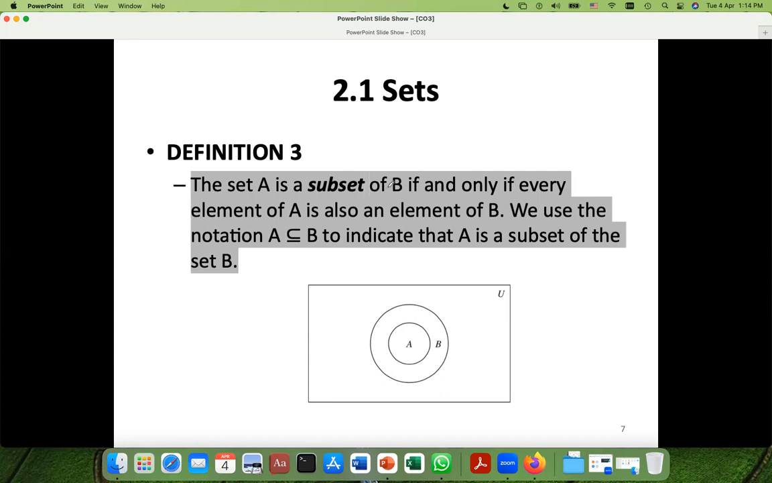If we have two sets A and B, and I want to say that set A is a subset of B, what does it mean? It means the elements of set A are also existing in set B. So set B is a bigger set, and then you can say A is a subset of B. It is written here: if and only if every element of A is also an element of B. And you can represent it mathematically: A, this symbol is for subset, A subset B. Okay, this is the definition for the subset.